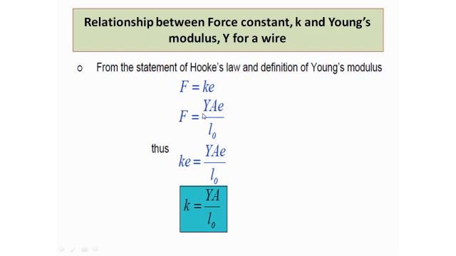So F is equal to YAE divided by L naught. This is the equation we get from the Young's modulus, right? Now you see here, just equalize this equation. So F = KE is equal to YAE divided by L naught, where K is equal to YA divided by L naught. This is the rearrangement, and this is the relationship between K, that is the force constant, and the Young's modulus Y. So K is equal to YA divided by L naught. Clear?